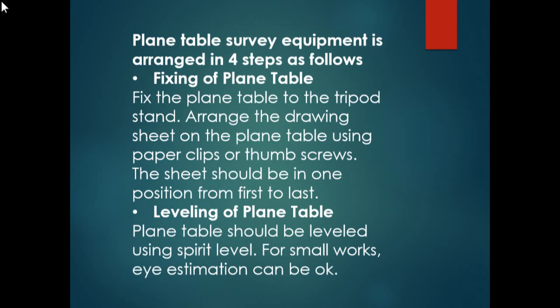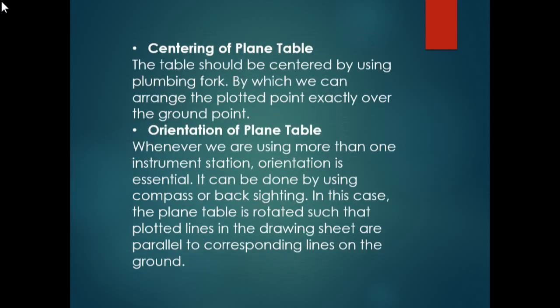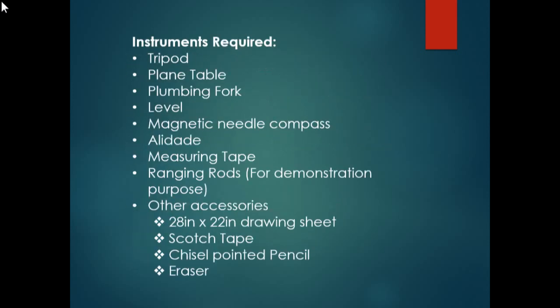And plain table survey equipment is arranged in four steps as follows. First, fixing of the plain table, leveling of the plain table, centering of the plain table, and orientation of the plain table.